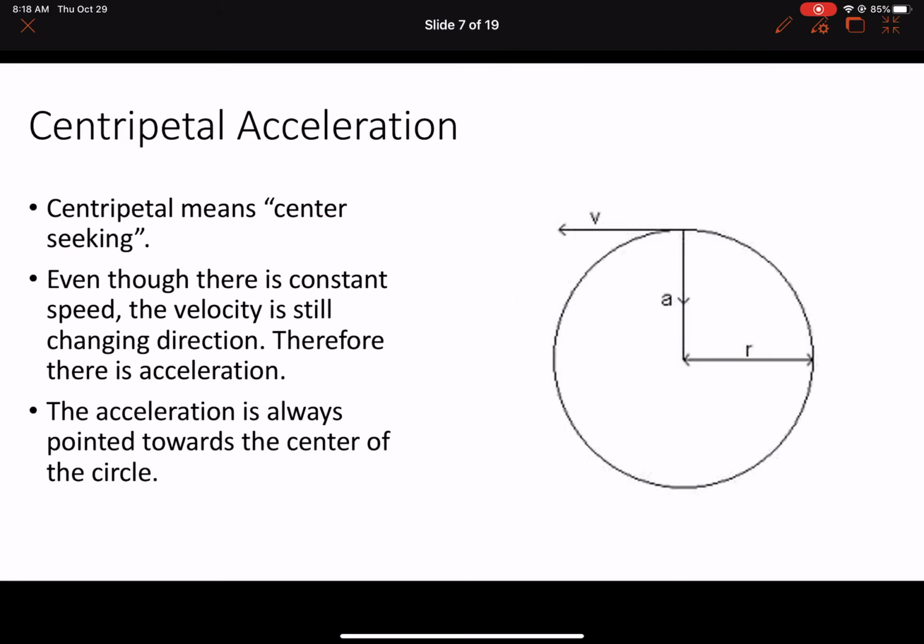The acceleration is as it's labeled here. It's straight down. The acceleration is always center-seeking. It's always towards the center. So even though we have a constant speed, the velocity is changing. Therefore, we have to have some sort of direction. And the direction is always towards the center of the circle.